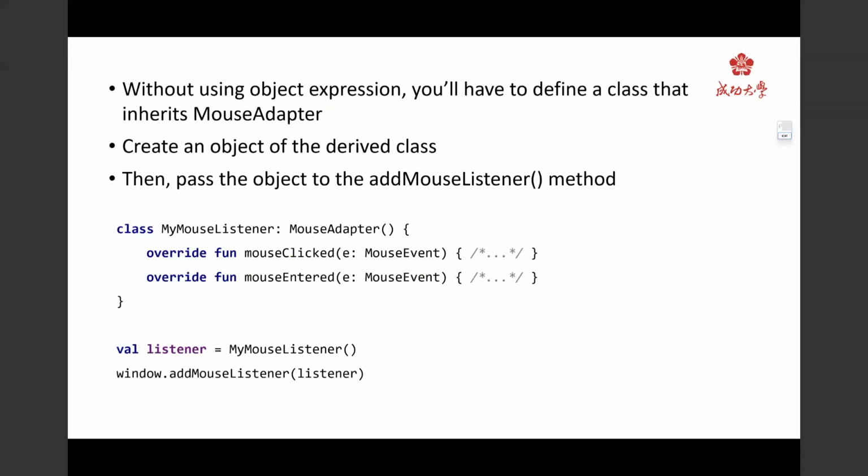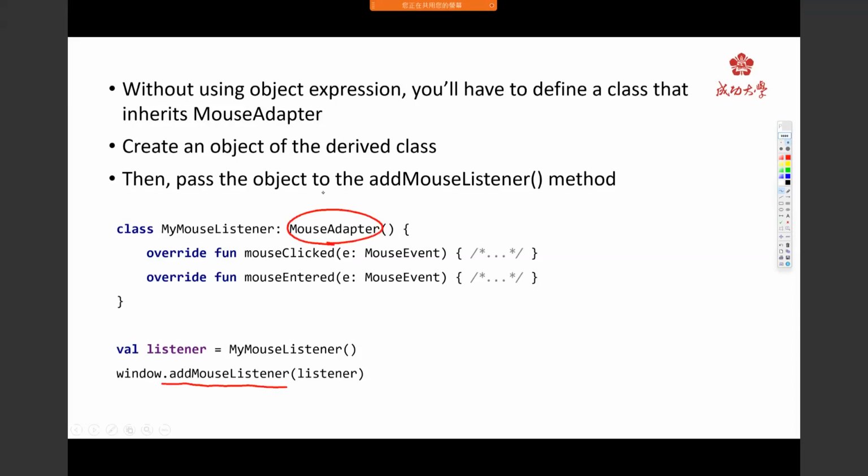Suppose you are programming in Java or some other object-oriented language, and suppose you wanted to register a mouse listener on a window object. In this example, to register a mouse listener with a window object, we need to use this add mouse listener function, and this function takes a mouse adapter. The mouse adapter is actually an interface.